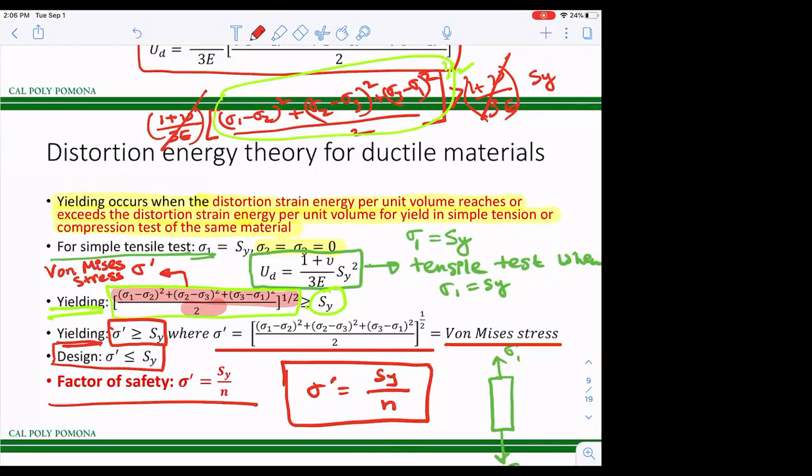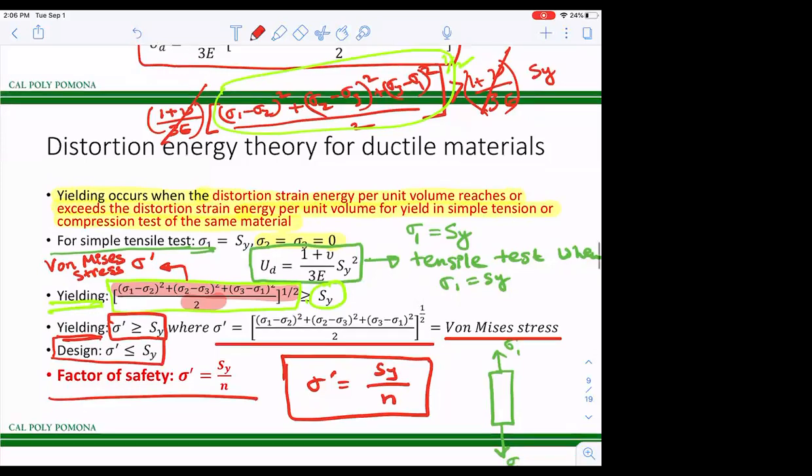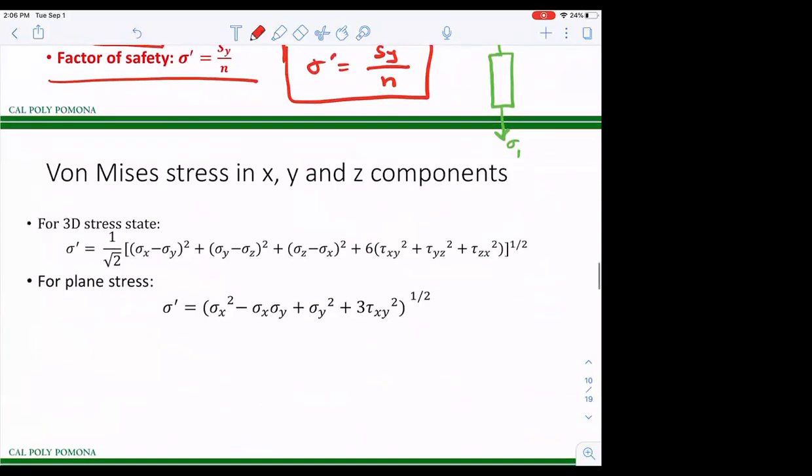If you know the principal stress of your structure, you can easily say whether it's going to fail or not. Use any failure theory and make your conclusion. But you need to be able to find the principal stresses, because in reality, nobody's going to give you the principal stress. You have to calculate it.